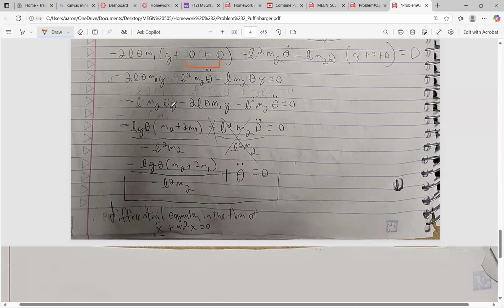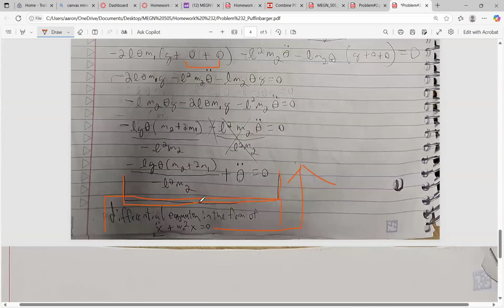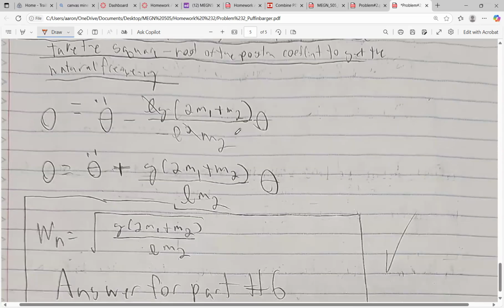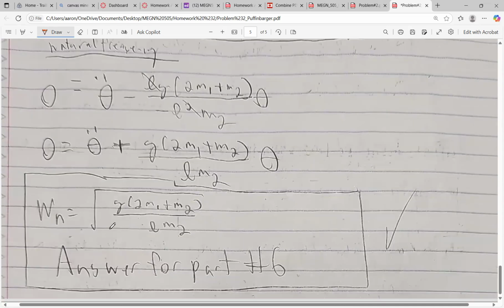Algebra. Drew this here. This is not me boxing my answer or anything. I just wanted to say that the differential equation in the form of x double dot plus omega n squared x equals 0. This is just regarding the hint. Just made more sense to me written like this. And another thing I thought was funny is this really reminded me a lot of 502, like what we did with eigenvalues, I think. Yeah, it was eigenvalues and differential equations, I'm pretty sure. But anyway, I went ahead and took the square root of that coefficient, as the hint stated. I got the same answer as everybody else.